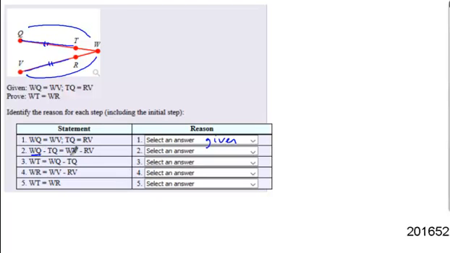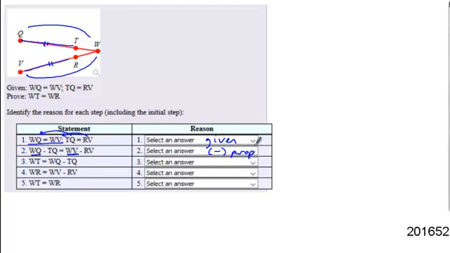So if I look earlier, do I have WQ and WV? Yes, I have a statement that those two are equal. So if I remove TQ from one side, I have to remove its equivalent from the other side, RV, and I see that I get my statement 2. So that is two things, or if equals are removed from equals, the remainders are equal. That is subtraction property.